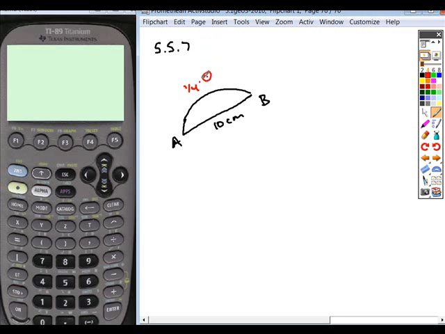If the arc measure is 1/4 of a circle, what is the actual number? 90 degrees, right? 360 divided by 4. And so we know that this arc measure is 90 degrees.